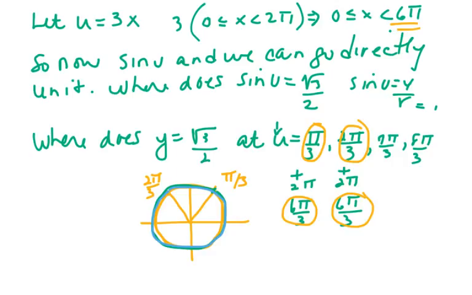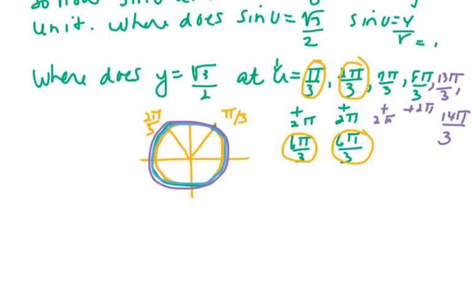Well, we're not done yet because that's 4 pi, if you will. We can go another rotation. From this point, we're going to go again. So now I'm going to take this and add 2 pi as well as this, and again you're adding 6 pi over 3. So my last 2 points would be 13 pi over 3, and your very last one is 14 pi over 3. Sorry, I didn't have the room there.